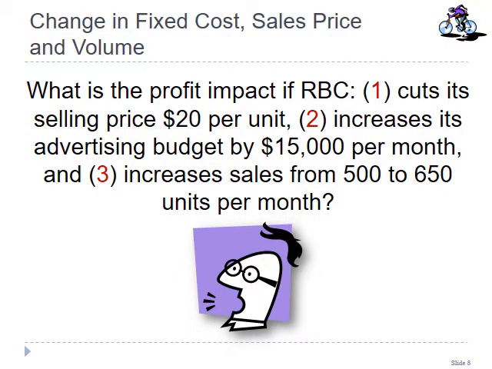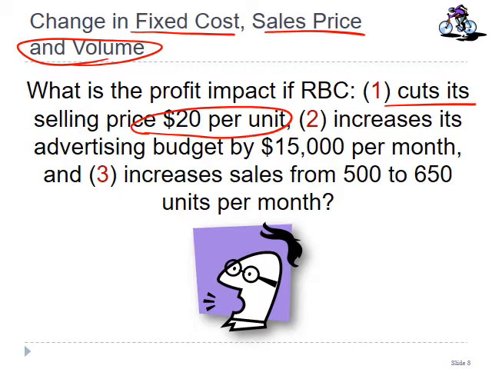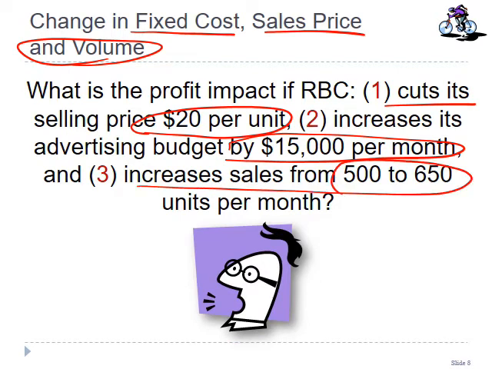So now we're going to see a combination of changes in fixed cost, sale price, and volume altogether. So this is a more complex situation. In this case, what is the profit impact if RBC cuts its selling price by $20 per unit, increases its advertising budget by 15,000 per month, but increases its sales from 500 to 650? The same idea. Before going to the next slide, try to solve it by yourself and see whether this recommendation is good for the management or not.